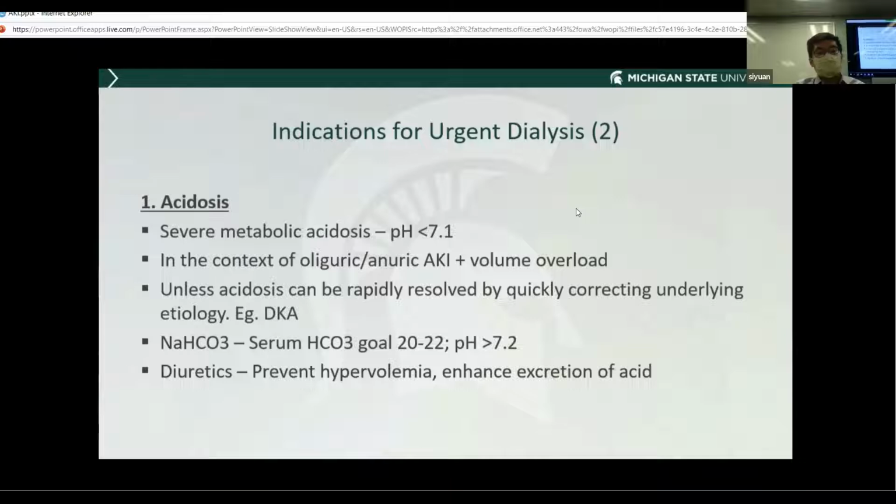And for diuretics, you might consider it if patients still have urine output. You can just give a trial of Lasix, so they also try to excrete acid in terms of AKI.